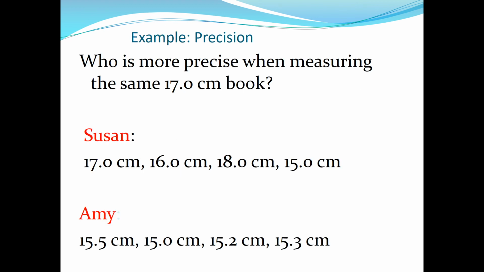So looking at this one, Amy is now more precise in measuring the book. Her values don't change that much. So when we're making measurements, we're only as good as our tool is. Our tool could be off, and we also could be using it incorrectly, and it could be varying too much.